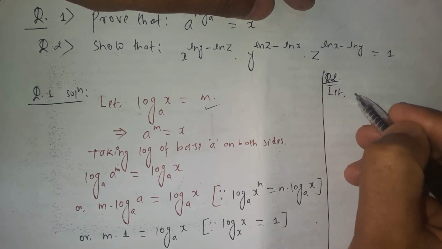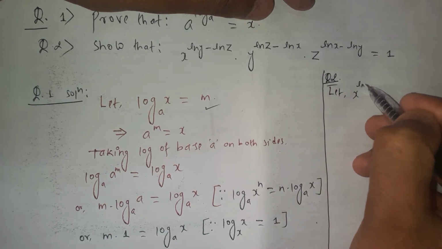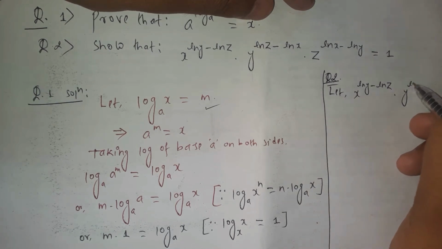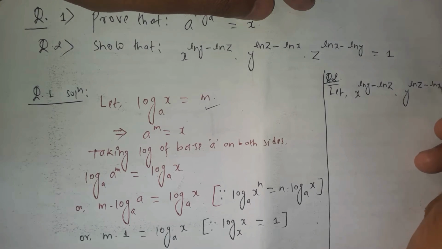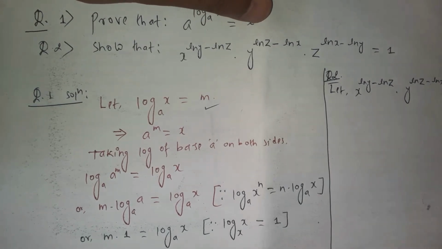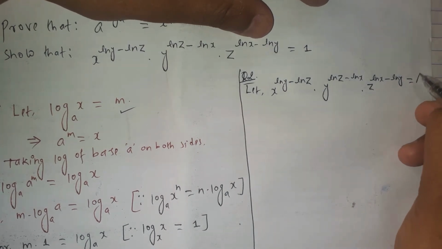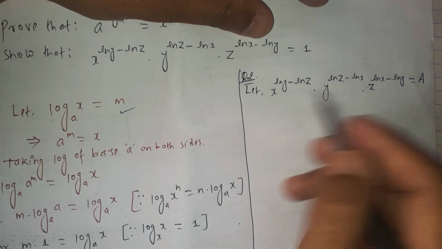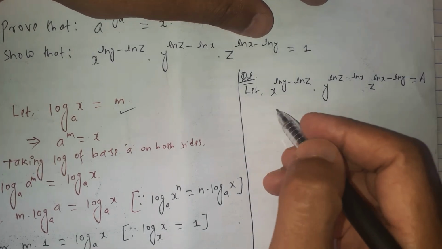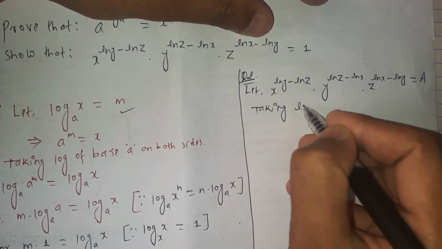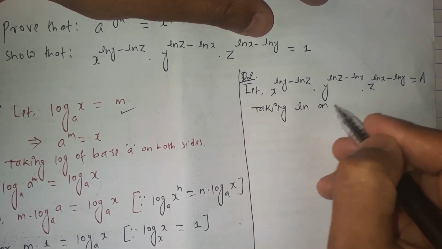Question number 2 solution. Let's suppose x to the power ln y minus ln z, times y to the power ln z minus ln x, times z to the power ln x minus ln y. This is the left hand side. Here let us suppose the left hand side is a number a, and now taking ln, the natural logarithm, on both sides.